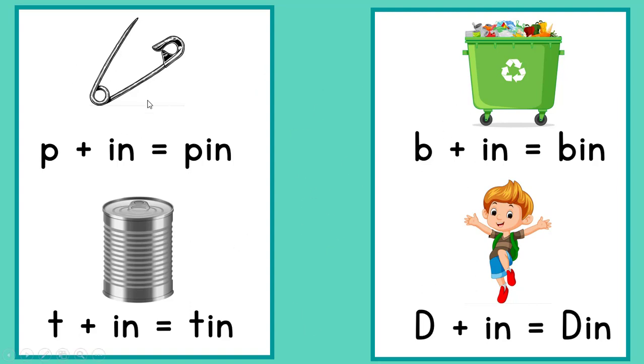The first one, we start with the pin. Okay, one, two, three. Good job. P, in, pin. Next one, this thing, tin. One, two, three. Very good, T, in, tin. Next. Very good, B, in, bin. The last one, a boy. Yes, D, in, din. Good job.